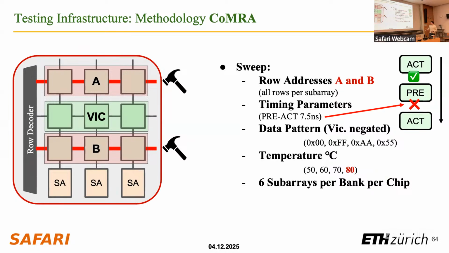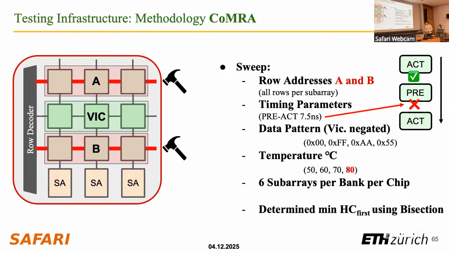They chose 6 subarrays per bank per chip, testing 1 chip for each DIMM. And as I said, all the rows, and they chose those 6 subarrays in the following manner: 2 in the beginning of the chip, 2 in the middle, and 2 at the end. They determined the minimum hammer count first using bisection, the bisection algorithm.